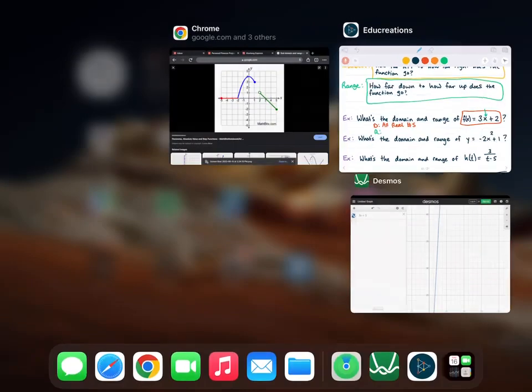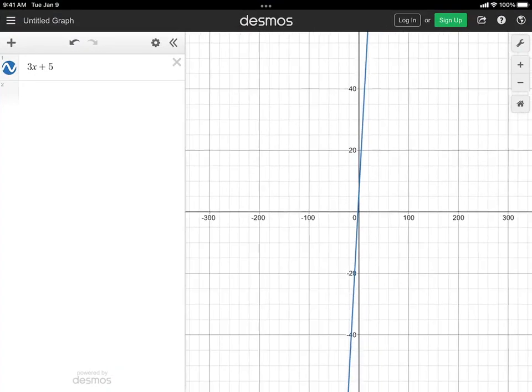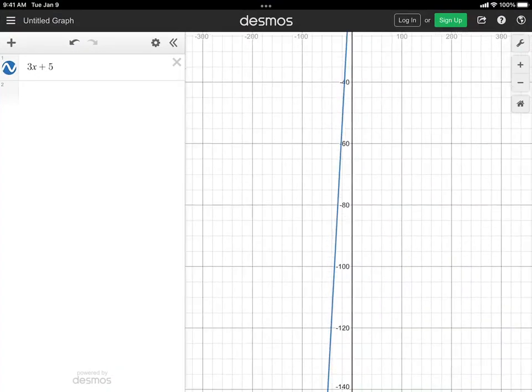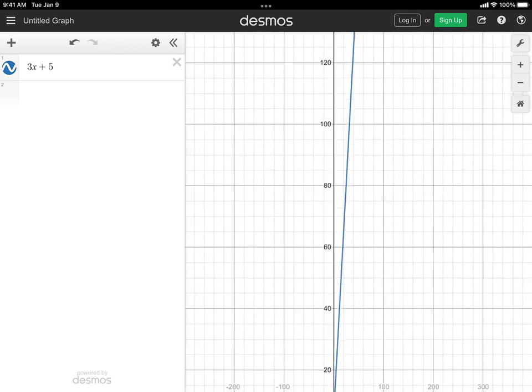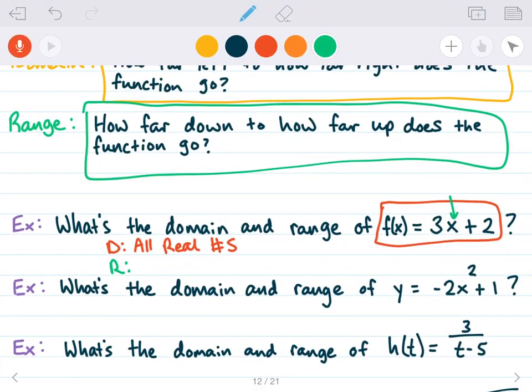All right, so let's look at the range of this line. So how far down to how far up does this thing go? Well, again, if we pan down, it goes down indefinitely, forever and ever and ever. And if we pan up, it also goes up forever and ever. And so the range is also going to be all real numbers.